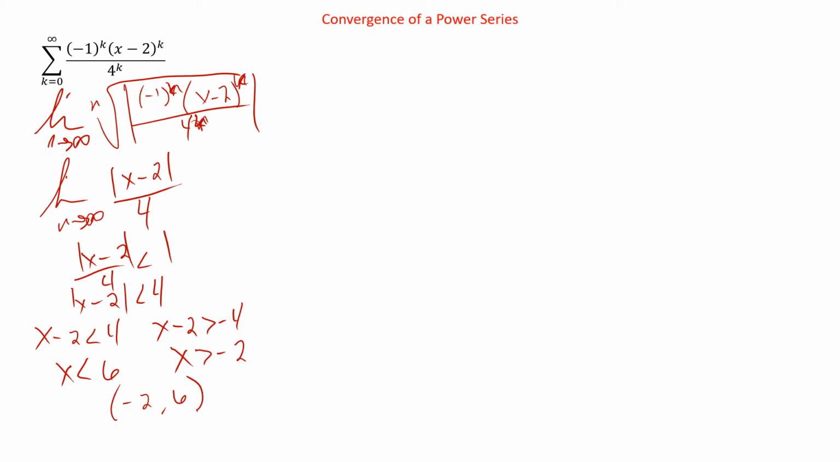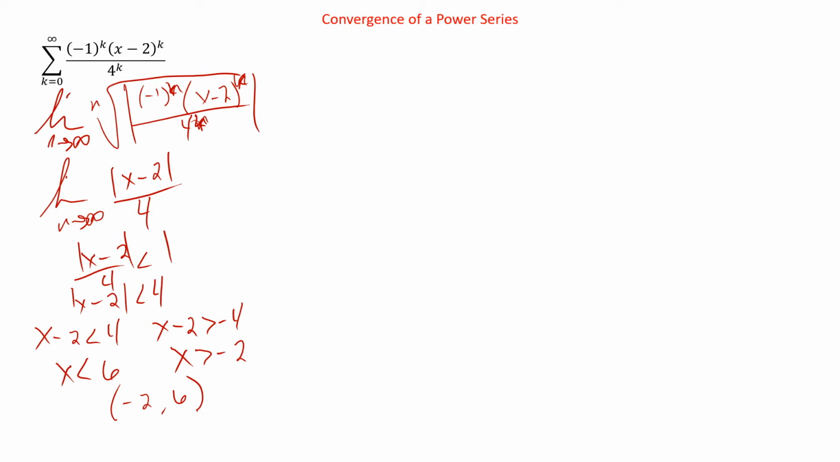That doesn't tell us about the endpoints. For the endpoints, that would be when it equals 1. The root test doesn't do us any good there. So what we need to do is plug in what happens when x equals 1. Or not 1. What happens when x equals negative 2? What happens when x equals 6? That's what we need to plug in. So we look at those individually. So we're going to go back up to the original equation.